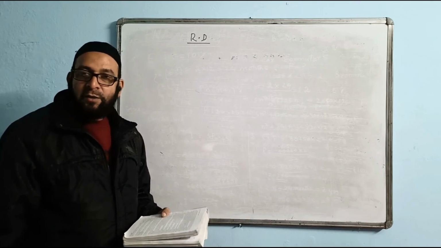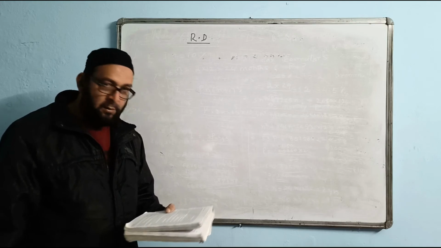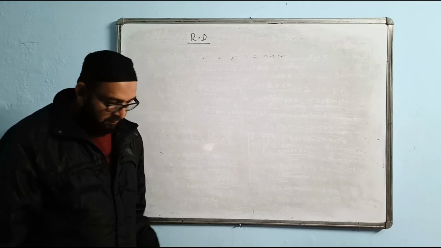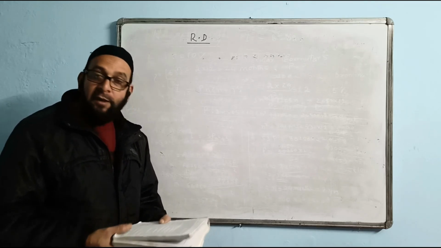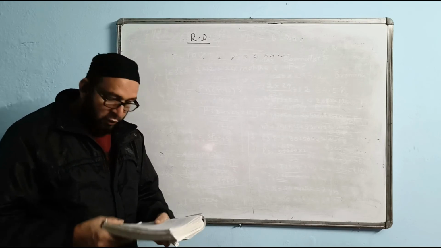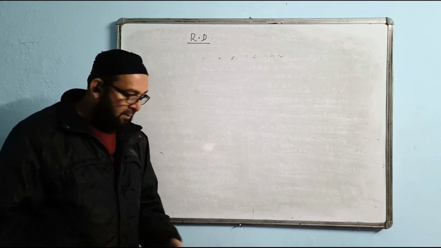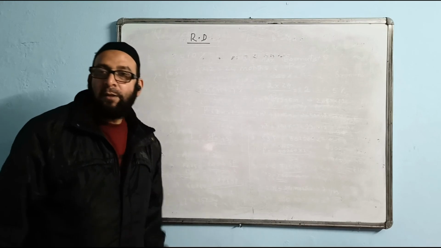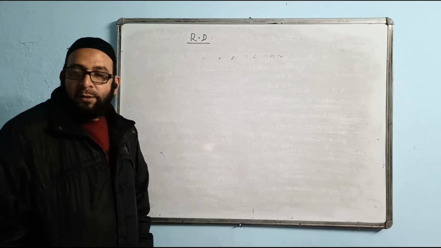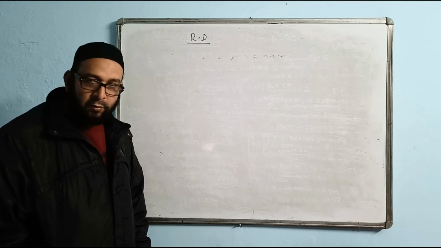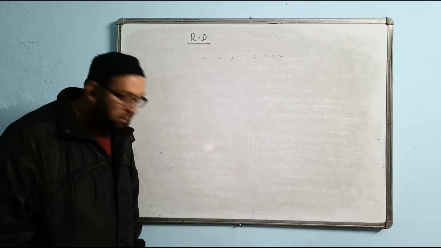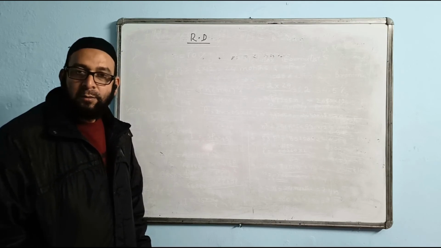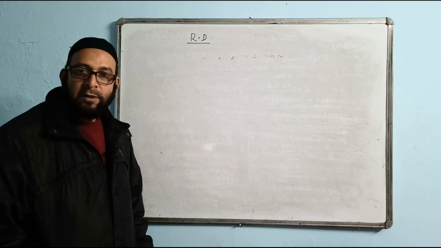If he gets rupees 1200 as interest at the end of maturity, find number one, the monthly installment, and number two, the amount of maturity. So that is the question.